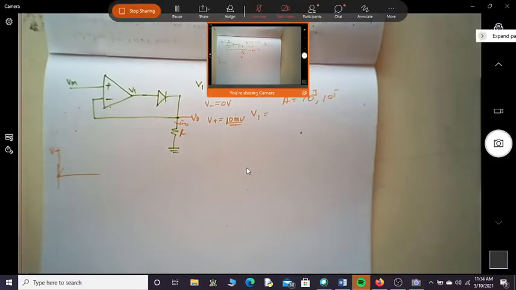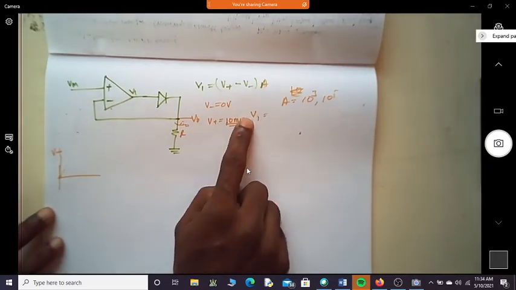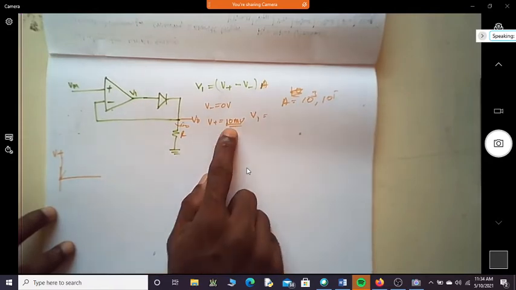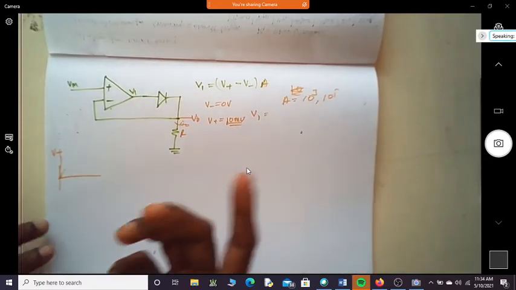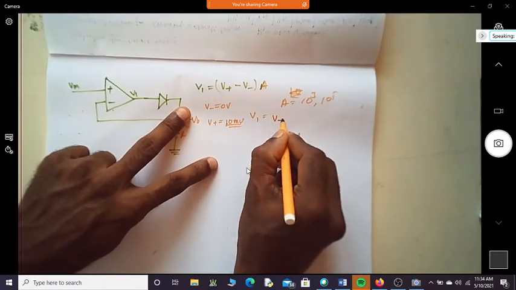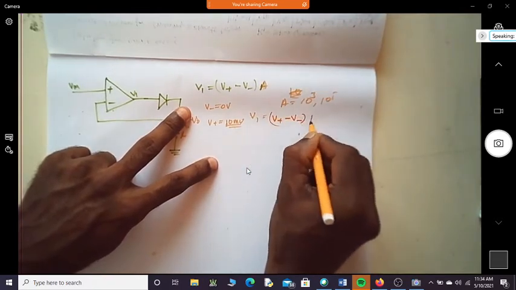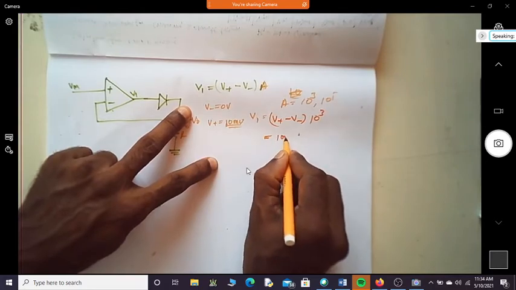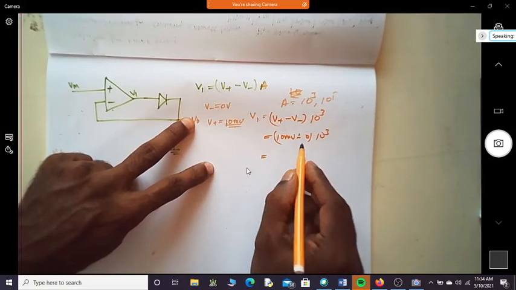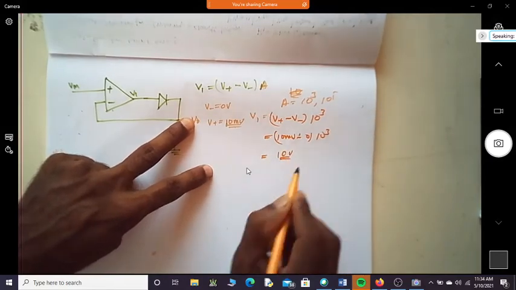So as soon as the input voltage goes positive, so what will be your V1? 10 millivolt into so and so 10 power 3. No, V1 is nothing but V plus minus V minus into 10 power 3. So this is 10 millivolt minus 0 into 10 power 3. So this 3 and 3 will go off. Will it become 10 volt?